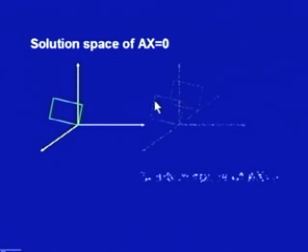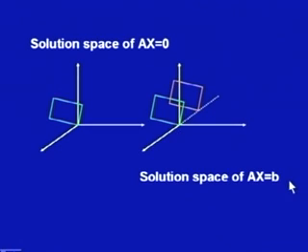But if I consider Ax is equal to b, then this plane will be parallel to this plane, and all the solutions here are shifted by this distance, and they will form the solution of Ax equal to b. That is the relevance of xp plus xh. So, these two planes are parallel planes. So, this is the geometrical interpretation of xp and xh.